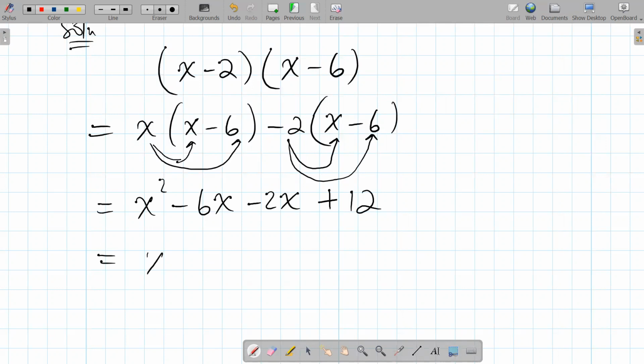Now you can simplify your answer by checking to see if you have some like terms in there. Negative 6x and negative 2x are like, so we can sum them together. Negative 6 minus 2 is negative 8x plus 12, and we should be all set.